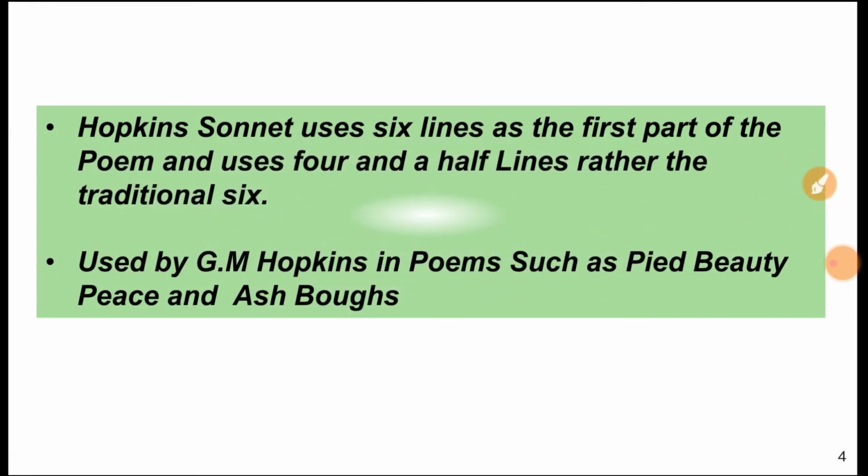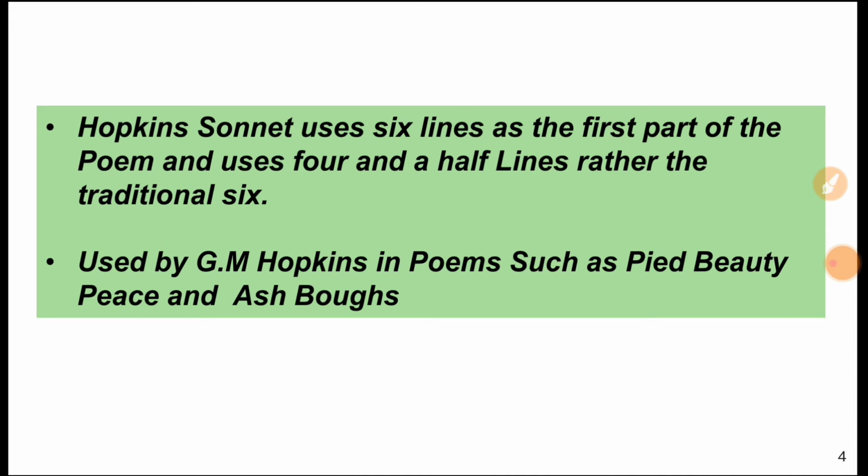Then, Hopkins' sonnet uses 6 lines as the first part of the poem and uses 4.5 lines rather than the traditional 6. So, in normal sonnets, there is a division between two stanzas, and the first stanza contains 8 lines, and then another stanza contains 6 lines. But in a curtal sonnet, the first stanza contains 6 lines and then another stanza contains 5 lines.